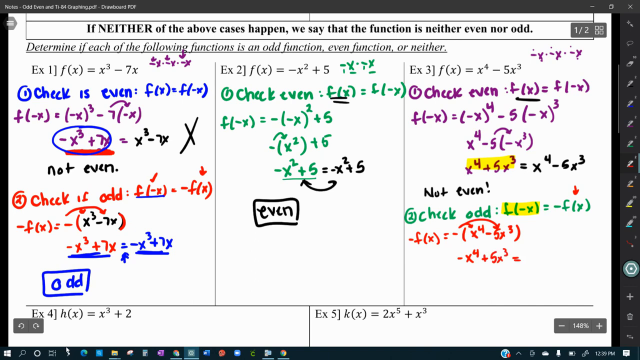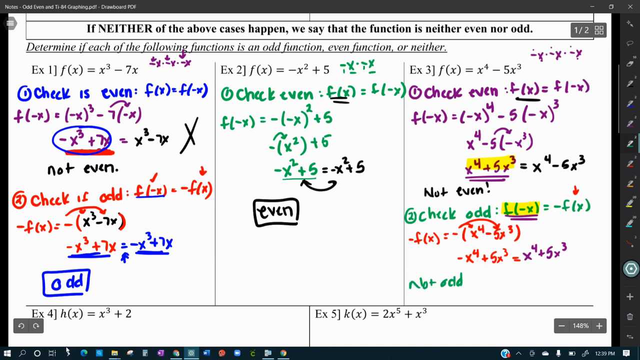We need to see if that is equal to f of negative x, which we found up here on the even, x to the fourth plus 5x to the third. And we see that these are not equal either. This is the same now, but this front one is not. And so that means it's not odd.